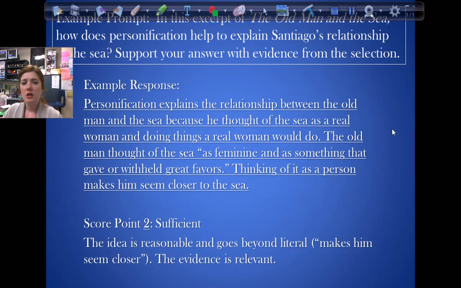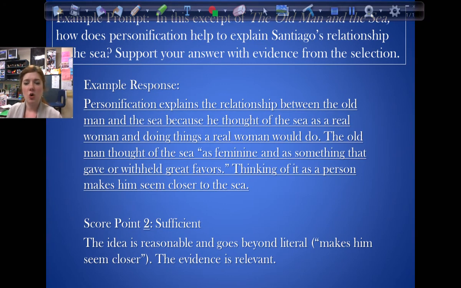So, moving on. Okay, all right. We have a good answer. We're actually using words from the question, right? Personification explains the relationship, and so on. We have a pretty good quote right there. It seems like this person did go beyond a literal interpretation, right?